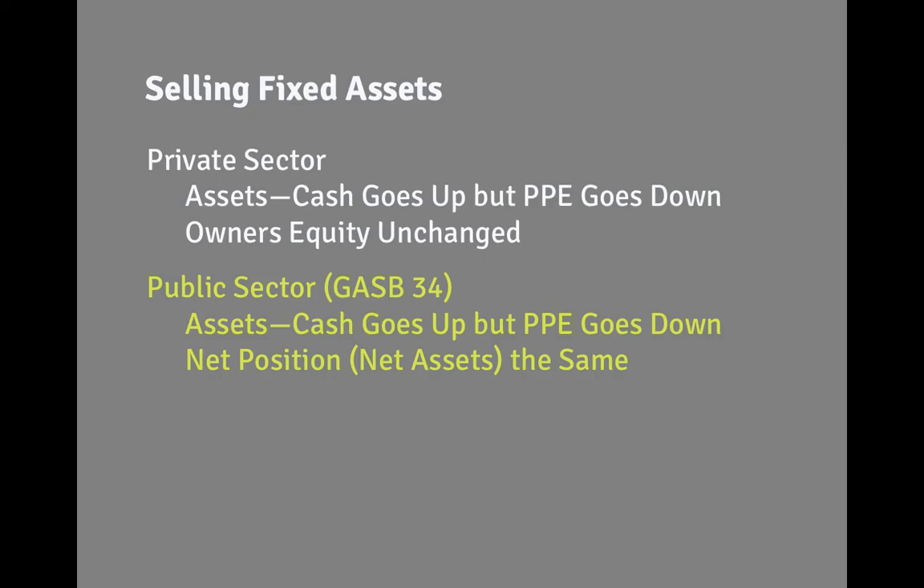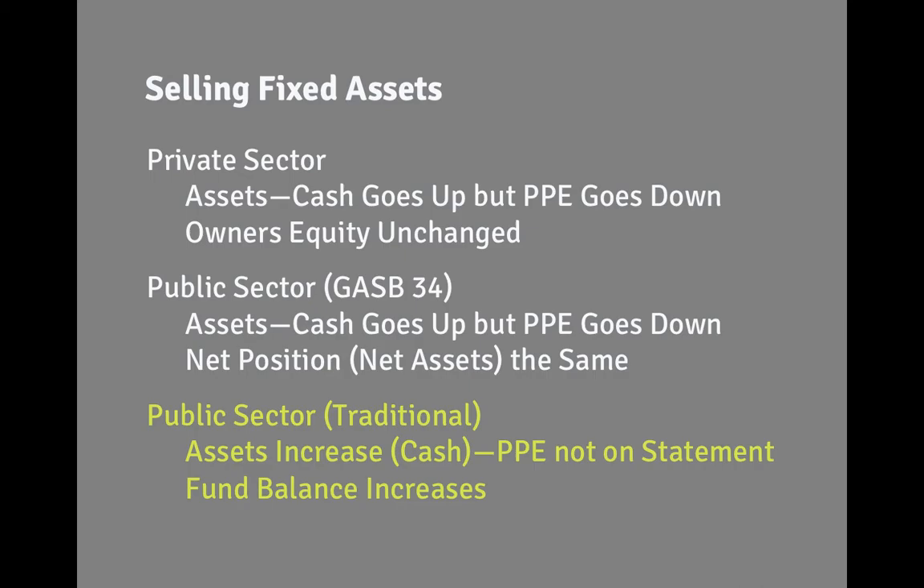And again, you're assuming that the value of the building equaled the amount you received in cash for that building. In the GASB 34 public sector statements, once again, we have the exact same situation. Cash goes up and your property, plant, and equipment goes down, so your net position or your net assets are the same.